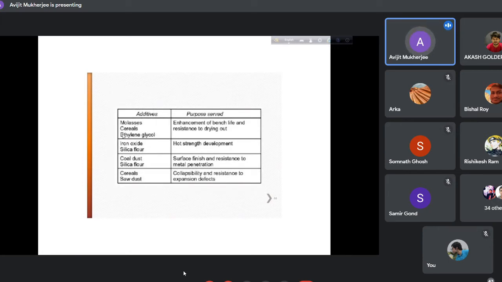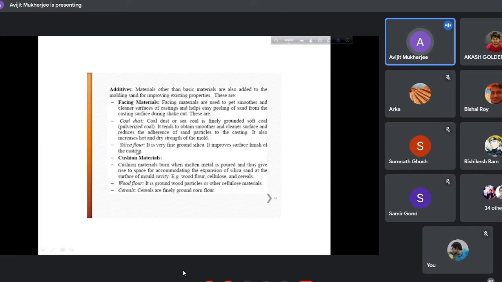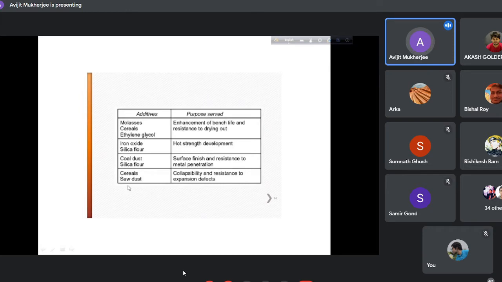Similarly, we may have so many other additives, like say iron oxide, Fe2O3, a powdery mass. This also will increase hot strength. Coal dust, silica flour, we have already mentioned. Cereals, sawdust again. Then molasses, ethylene glycol. So all these, molasses, cereals, ethylene glycol, iron oxide, silica flour, coal dust, sawdust, and wood flour, which is not written here but we have mentioned, are nothing but additives. Those will increase some desired properties.